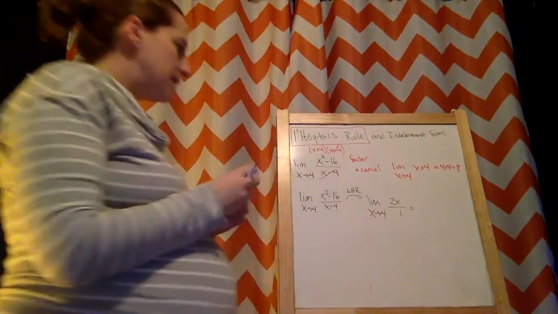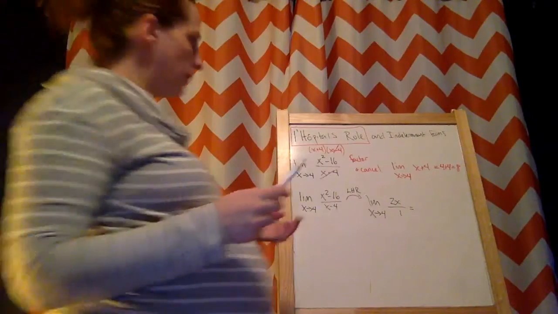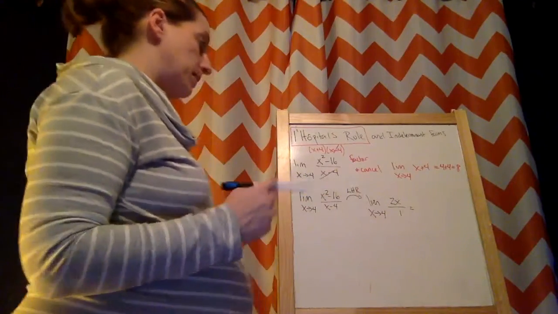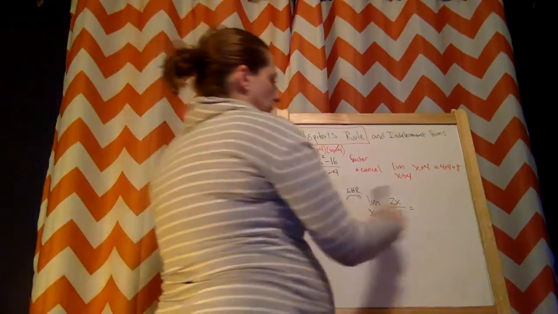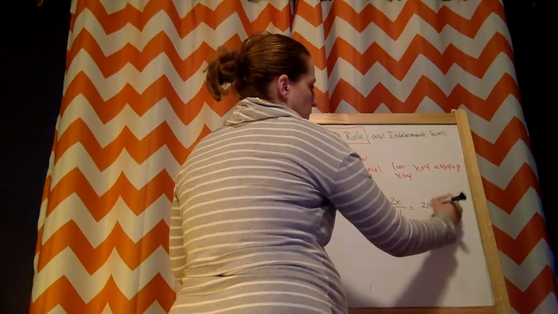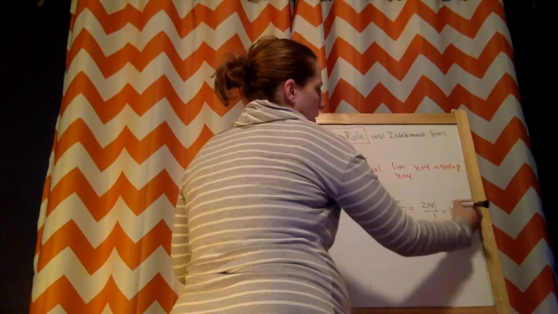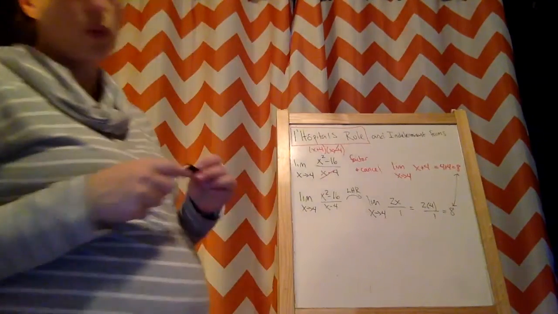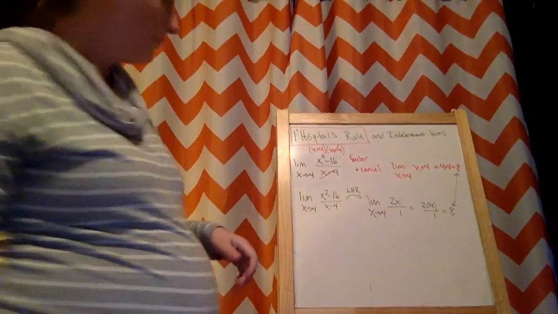And now notice I no longer have that indeterminate form. Now I have something that I can directly plug into. So I'm going to plug 4 in. 2 times 4 over 1. Oh, look at that. We got 8. The same answer we got using factor and cancel, which is good. Otherwise, we broke math.